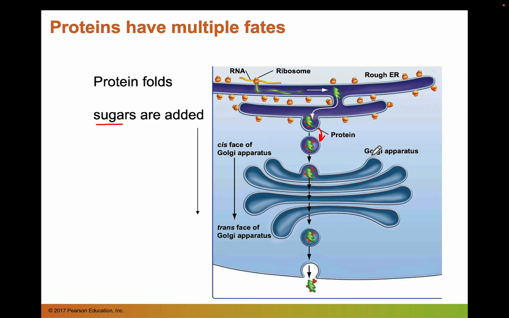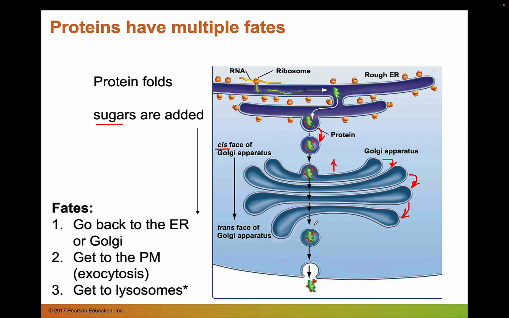Okay, the area that it enters is called the cis face of the Golgi apparatus. So the cis face is the face that faces the ER, and the protein will move through the Golgi apparatus and continue to gain additional modifications. So this protein is gaining more, we call these post-translational modifications, and then it ends up needing to go, after it leaves the Golgi, it can go to several locations.